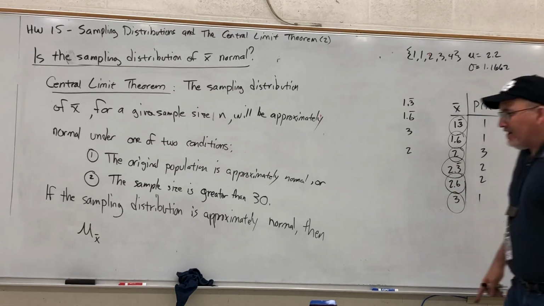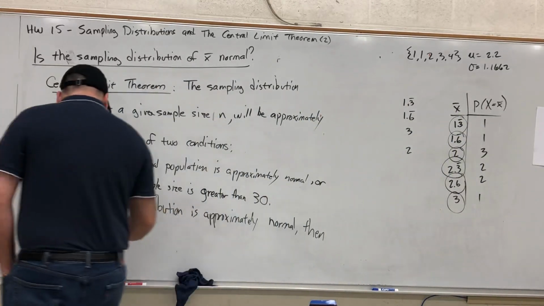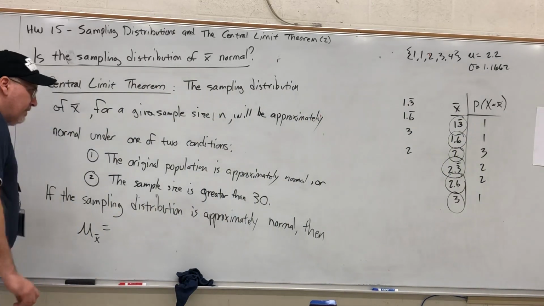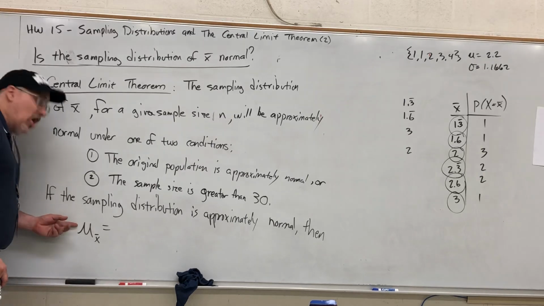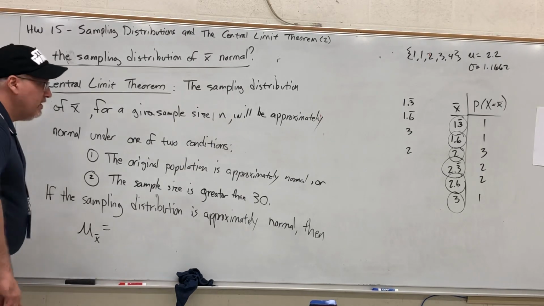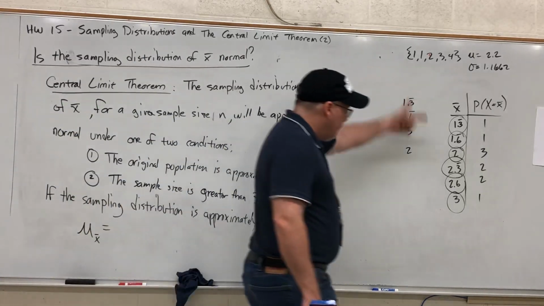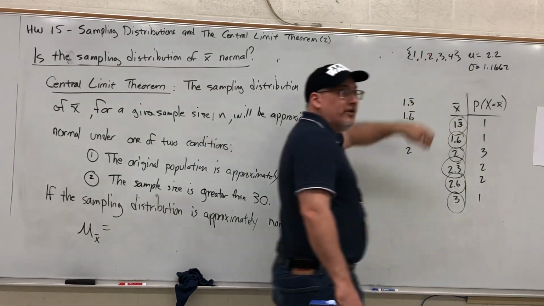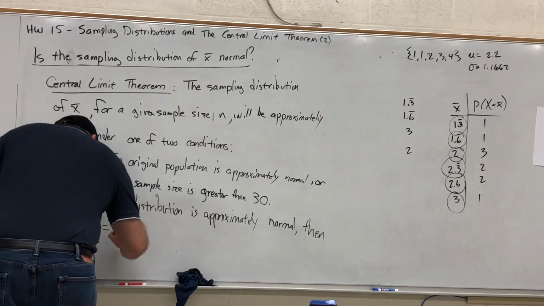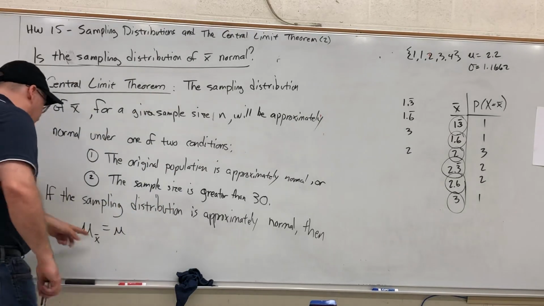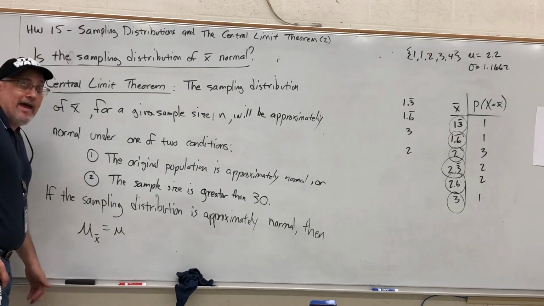The mean of all the x bars is called mu sub x bar. So it's literally what it says, the mean of all the x bars. And it turns out that the average of all the x bars is equal to the average of the original population. Easiest formula in the world. The average of all the x bars equals the average of the population.